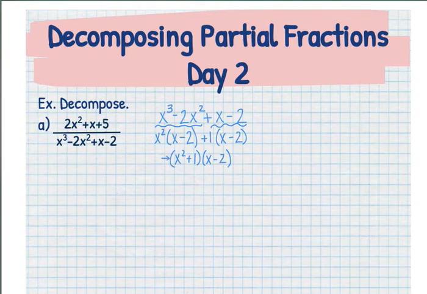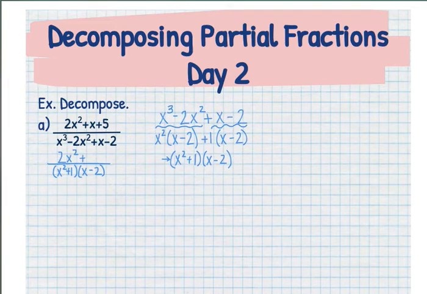Now let's check out this x squared plus 1. Can that be factored? Can we find two numbers that multiply to positive 1 and add to 0? No. So that is prime, or not factorable. So our denominator factors down into x squared plus 1 and x minus 2. We still have that 2x squared plus x plus 5 in our numerator.